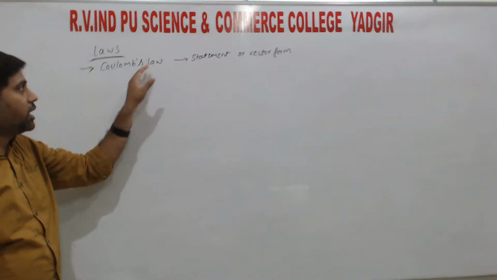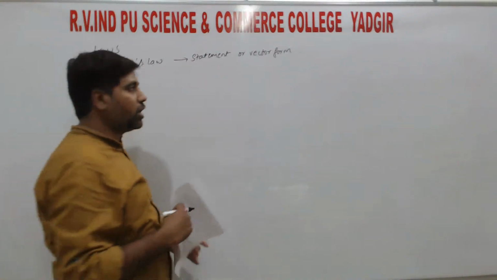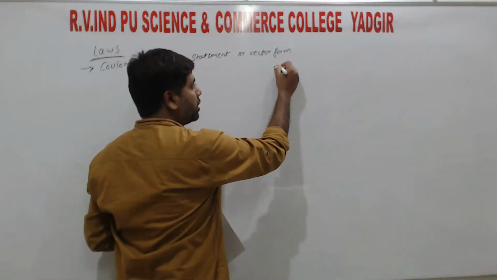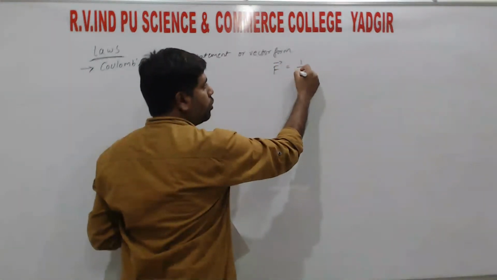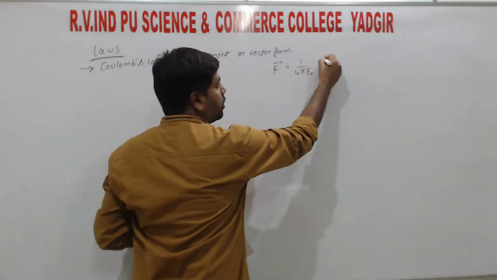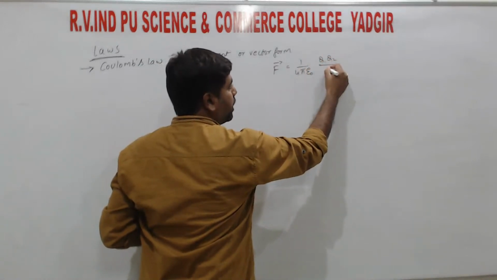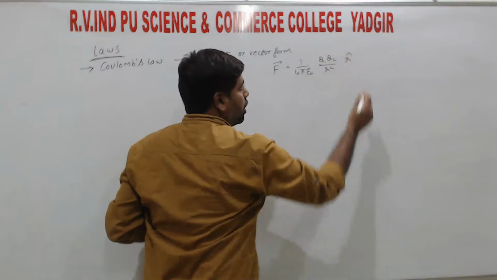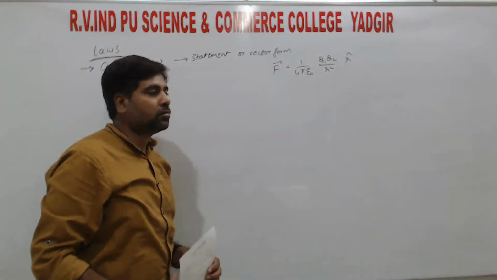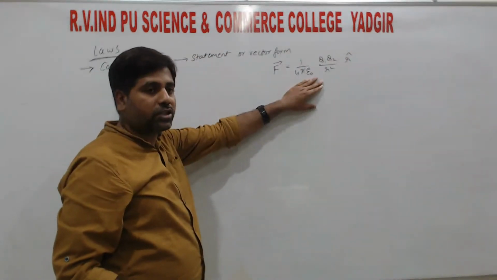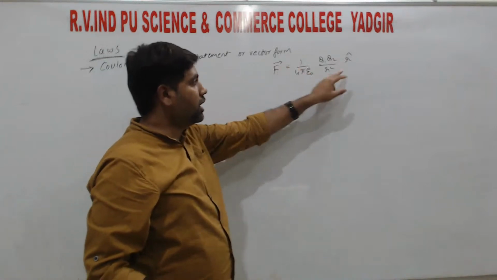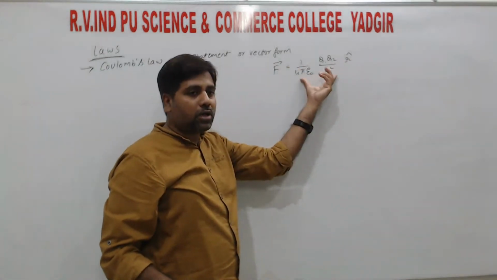So that is the statement. To represent the vector form, you need to write in vector form. Vector F equals 1 by 4 pi epsilon naught times q1 q2 divided by r square times r cap, right? So this is the simple representation. Represent F as a vector. So this is the formula for Coulomb's law.